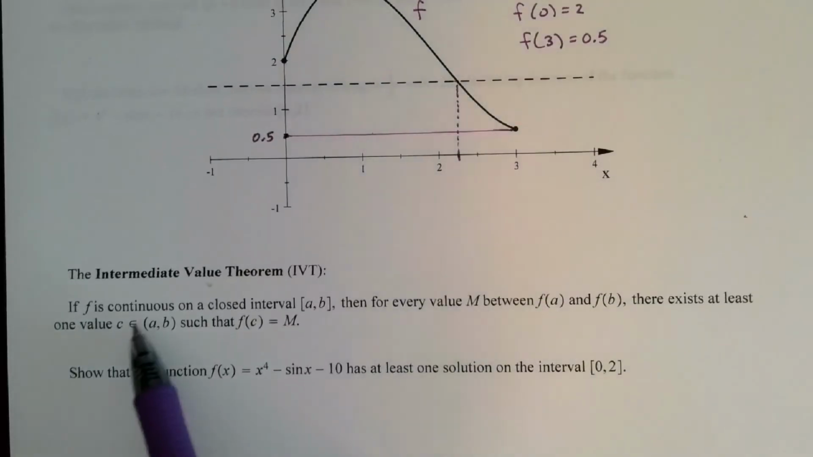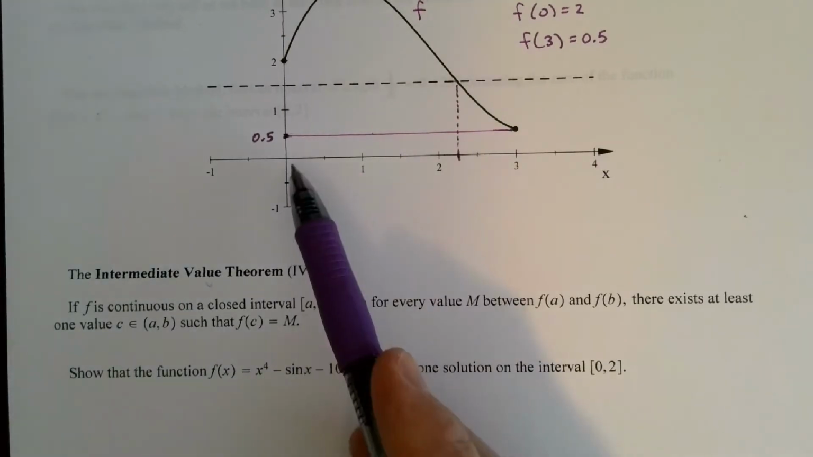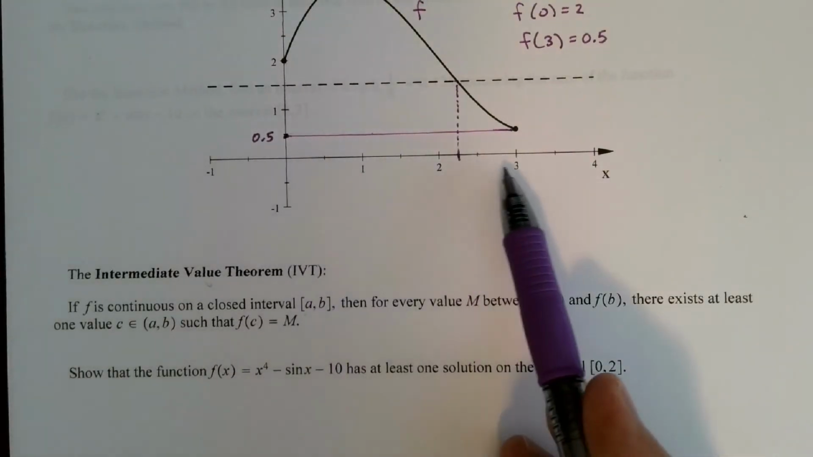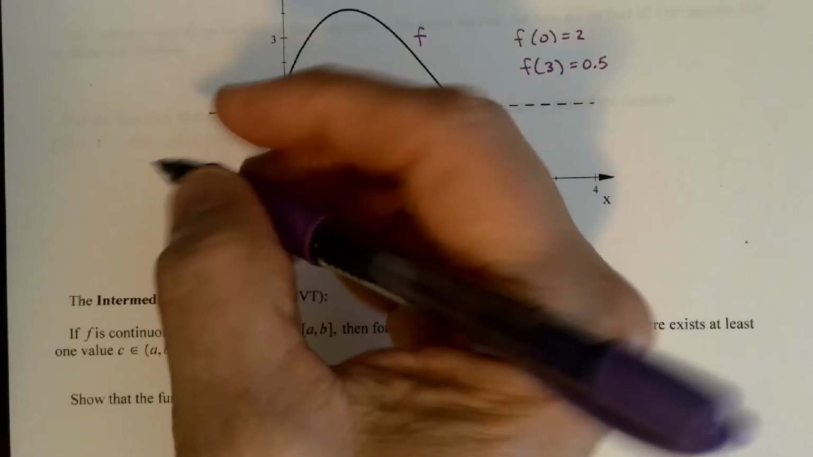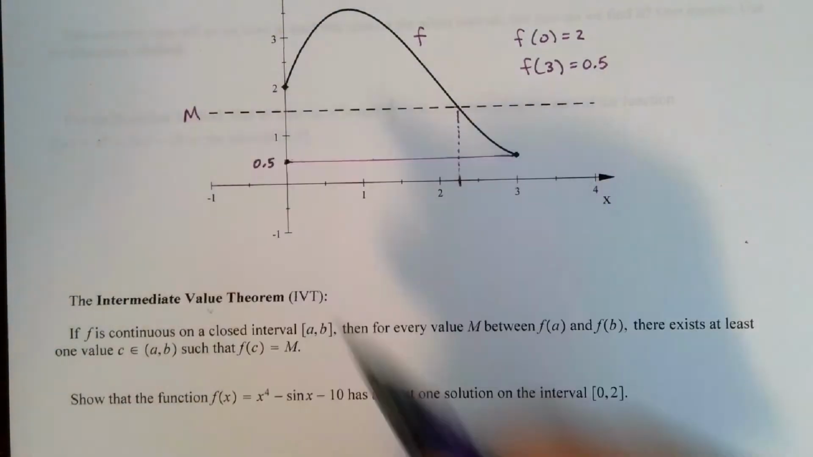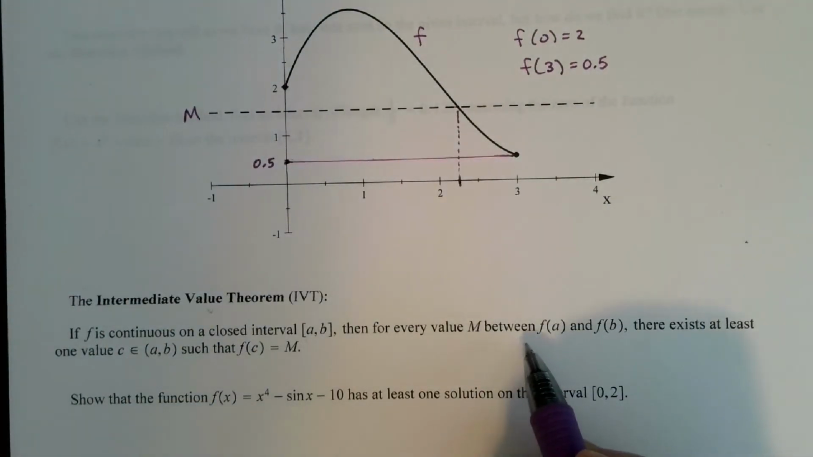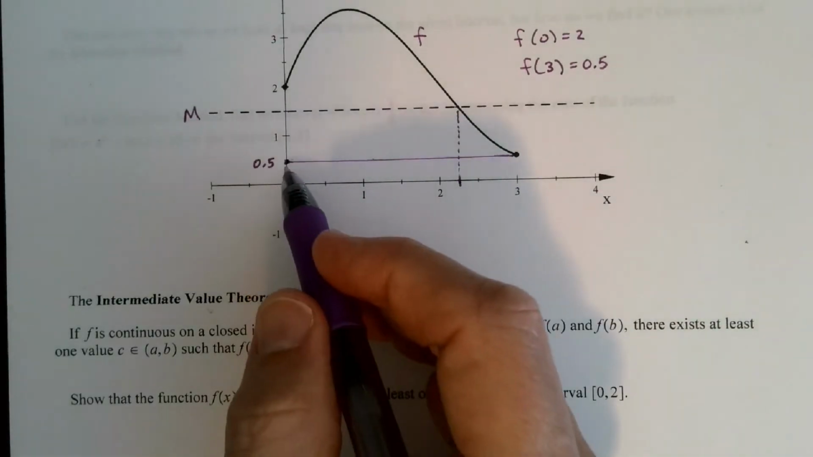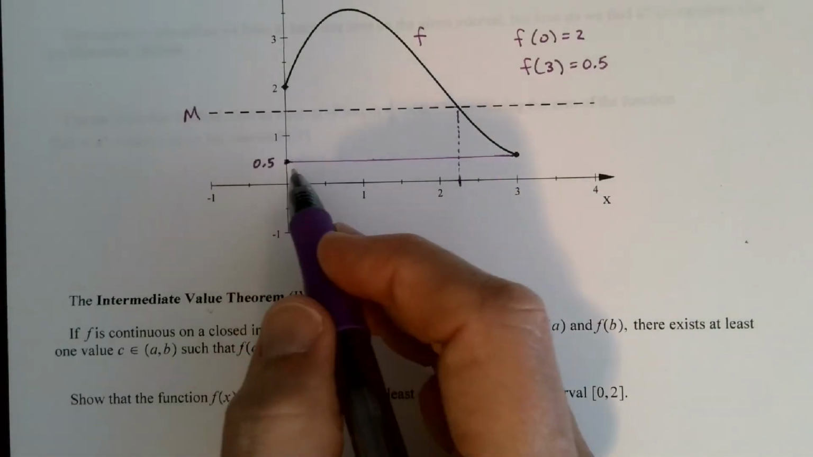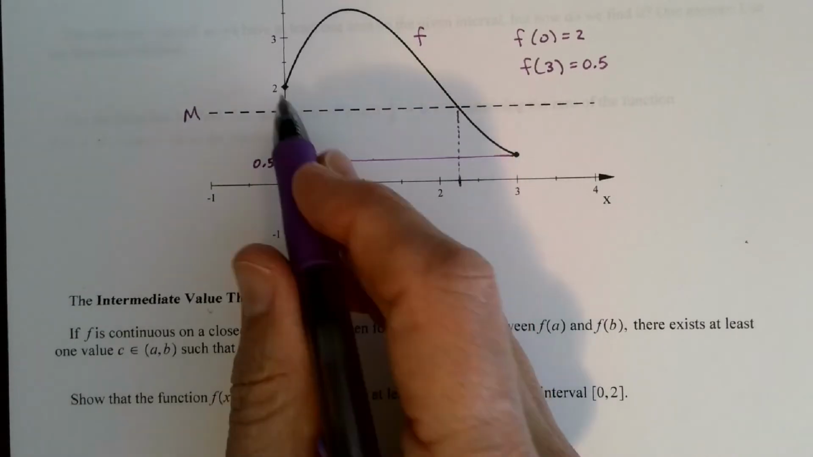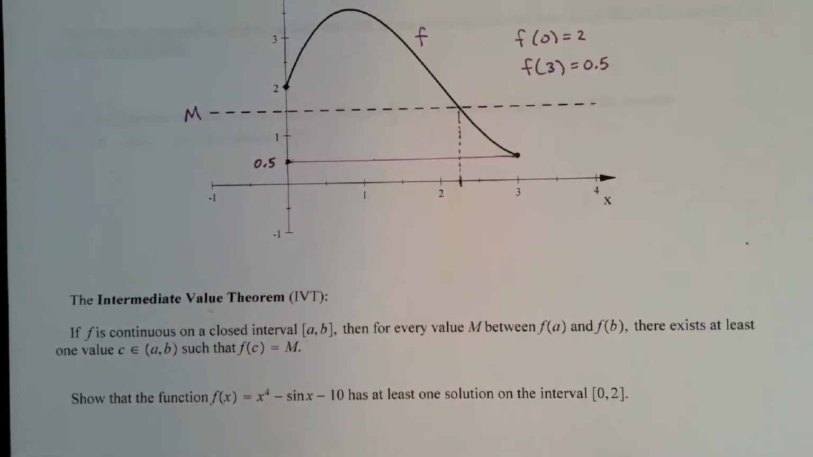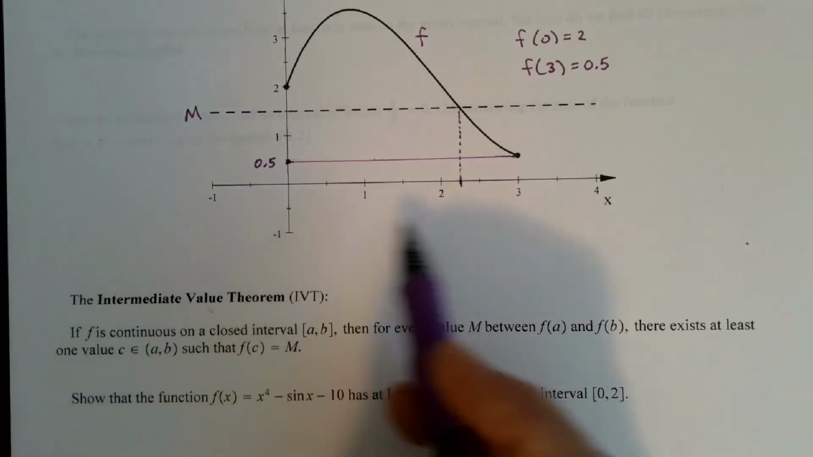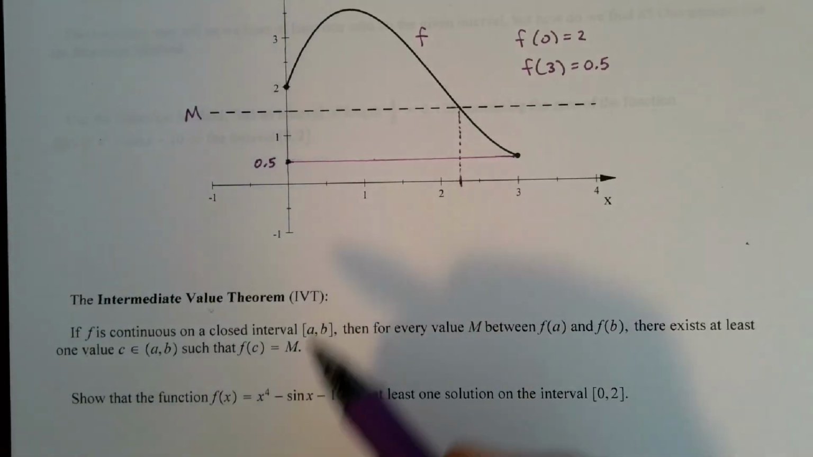But if the function is continuous on the closed interval from a to b, so in this case I was looking at a being 0 and b being 3, then for every value capital M, and for my value, the capital M was about 1.5, between f of a and f of b. So here f of a, f of 0, was 2, and f of b, f of 3, is 0.5. So between 0.5 and 2, any horizontal line I draw is going to hit the graph at least once. So there exists at least one value c in the interval from a to b such that f of c is equal to M. And there could be more than one.